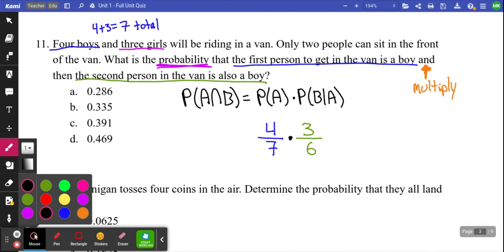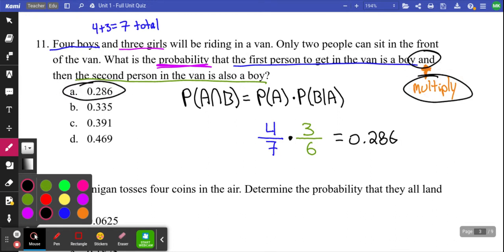If you put that in your calculator, you should get 0.2857, which rounds to be 0.286. The big key here: and means multiply. As soon as I see that conversation happening, I know I need to multiply my probabilities together.